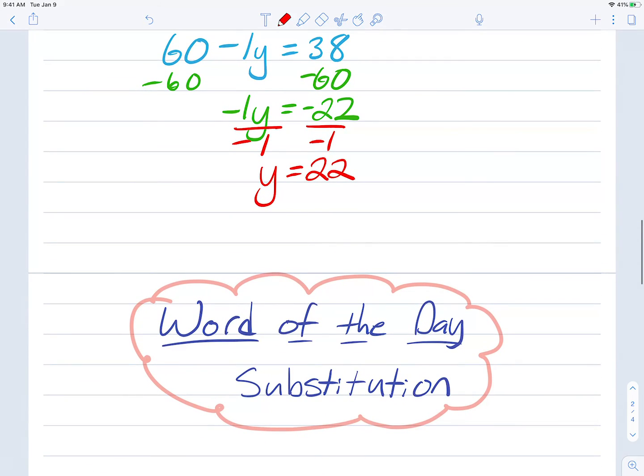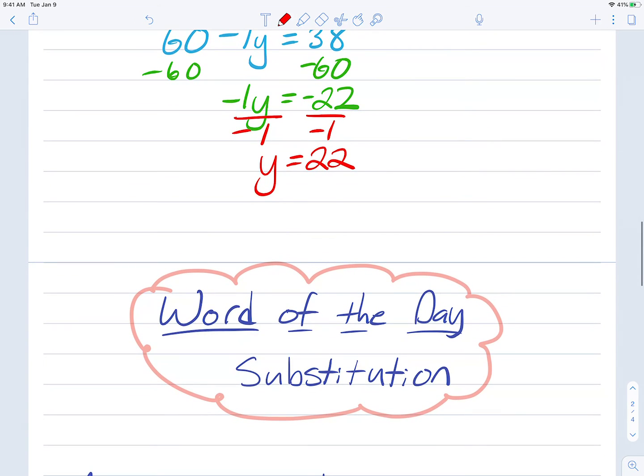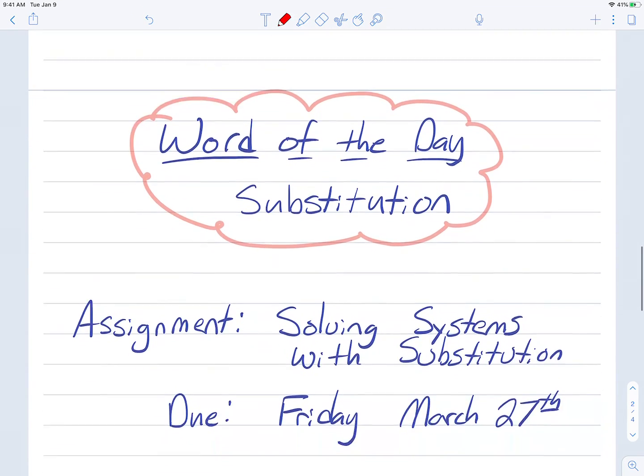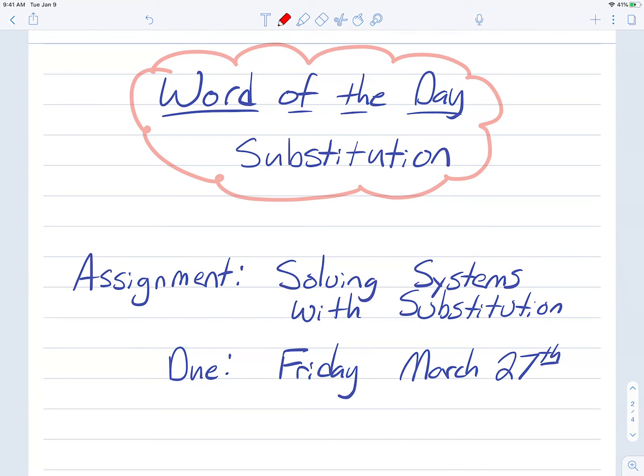So today's word of the day for your turn-in form is substitution. Make sure you write that down so that you spell it correctly. And your assignment for today is solving systems with substitution. It is due Friday, March 27th. Make sure you're correcting it as you go. Make sure you're filling in that turn-in form.